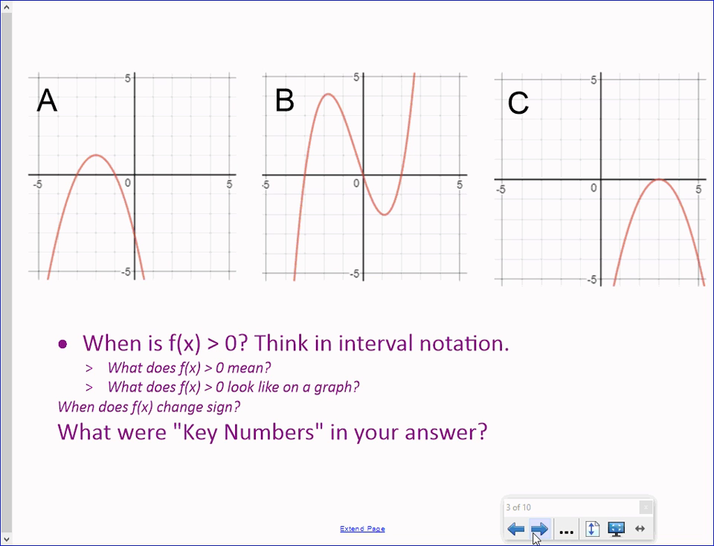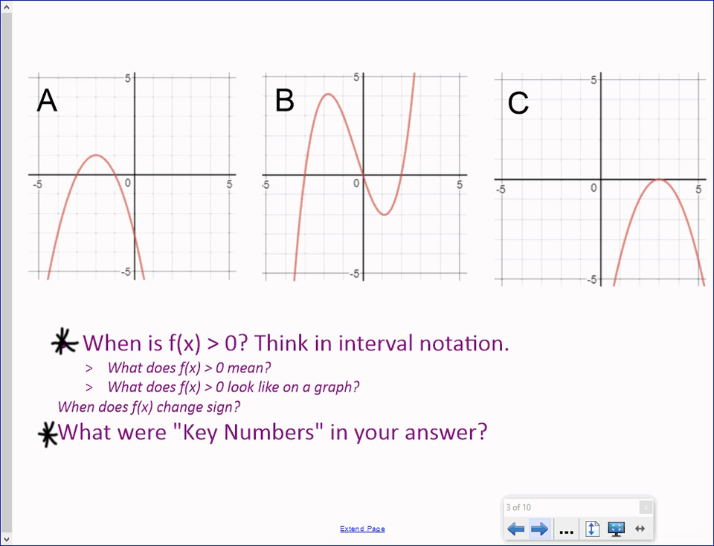There's 2 main questions you and your group should discuss. First, when is f of x greater than 0? And when you answer that, you'd be thinking in a set of interval notation. And the other big question to think about is, what were the key numbers that appeared in your answer? So when you're looking at the graph, what kind of numbers were special and showed up in your answer?